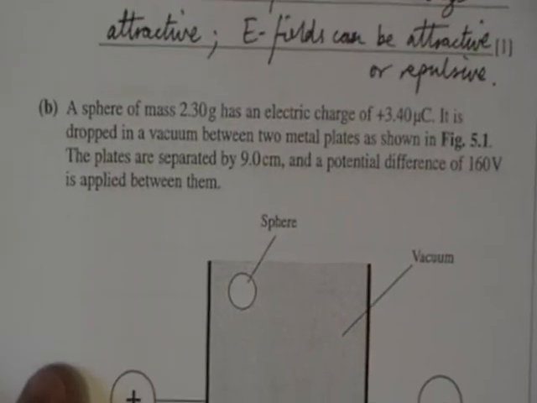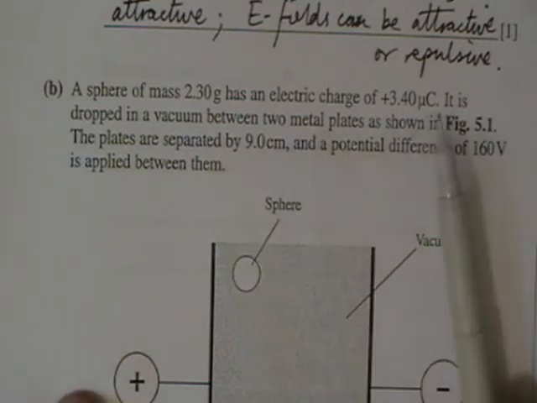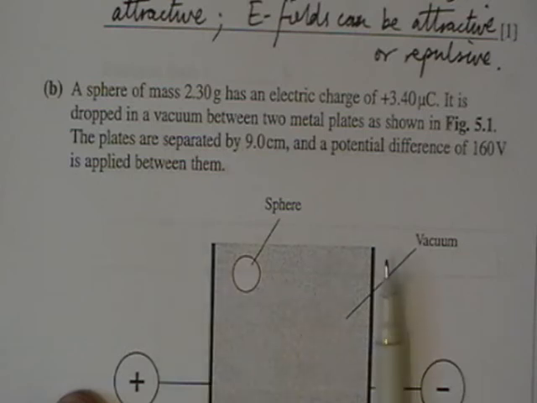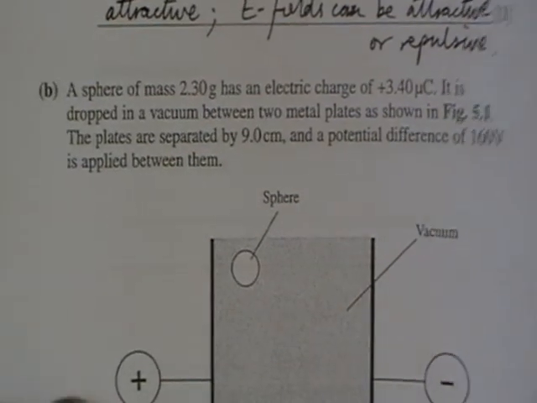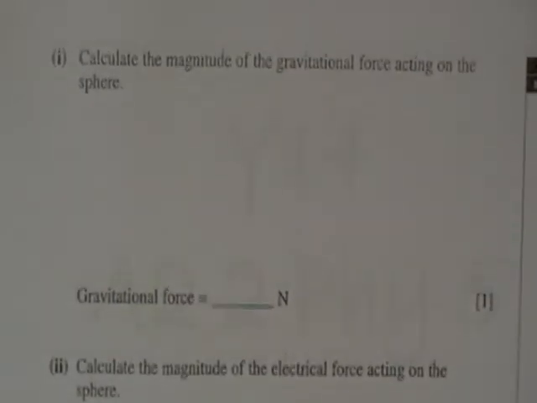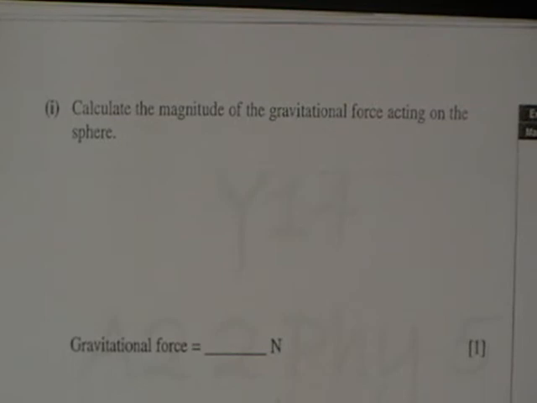Right, we then have a question which is a sphere of mass 2.3 grams has an electric charge. So we've got a charged mass. It's dropped into a vacuum between two plates. The plates are separated by 9 centimeters and a PD of 160 volts. Right, the question then goes on to ask, calculate the magnitude of the gravitational force acting on the sphere.